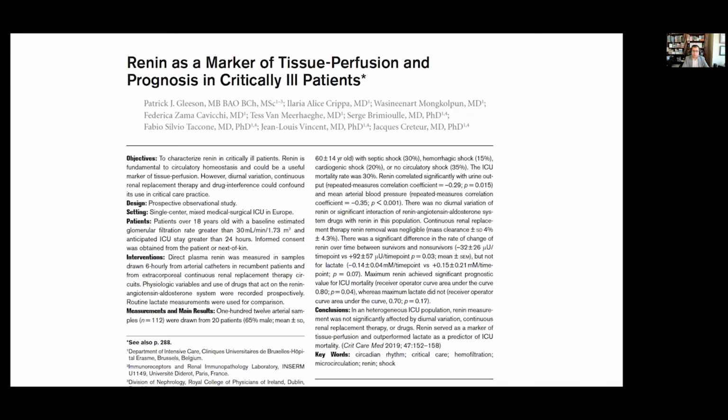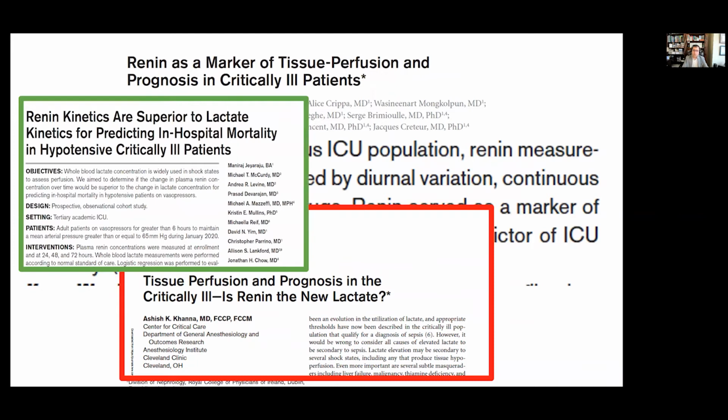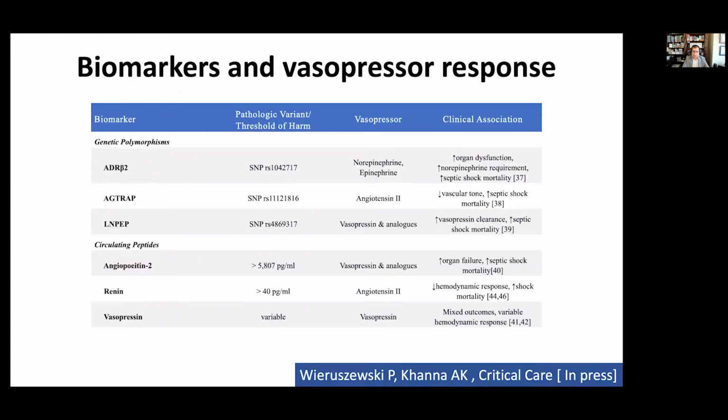And furthermore, we do highly recommend a biomarker guided approach. There's been lots and lots of literature that has looked at renin as a marker of tissue perfusion and prognosis, and how it is actually better than lactate when we look at it as a marker of prognosis. And furthermore, there is research in the pipeline that really shows that biomarker guided resuscitation, when doing an early vasopressor strategy, would be the way to proceed.